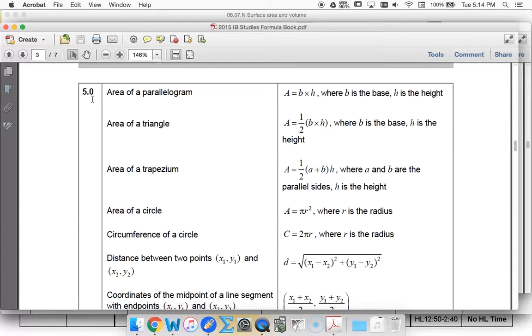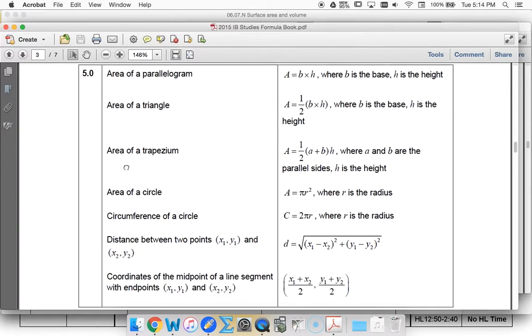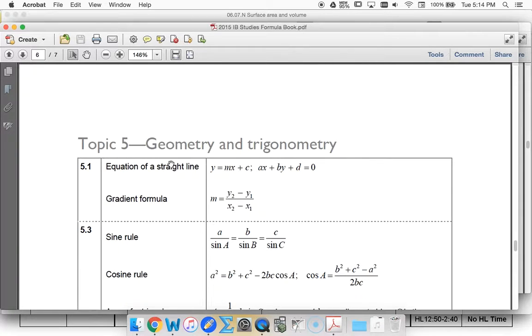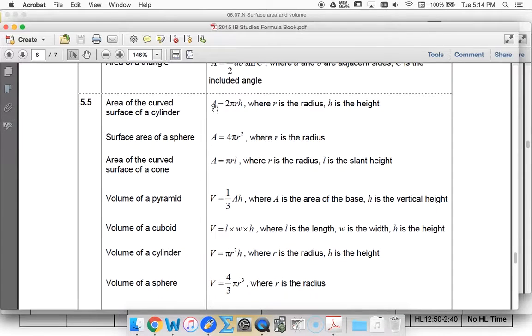section 5.0, which is part of our prior learning area, and we've got all kinds of areas and circumference of a circle. And then also if we go down a few pages into topic 5, we can see that in 5.5 we have a whole lot of other areas and volumes. And so that's what we're going to be talking about in this lesson, is what all these things mean and how to best use them.